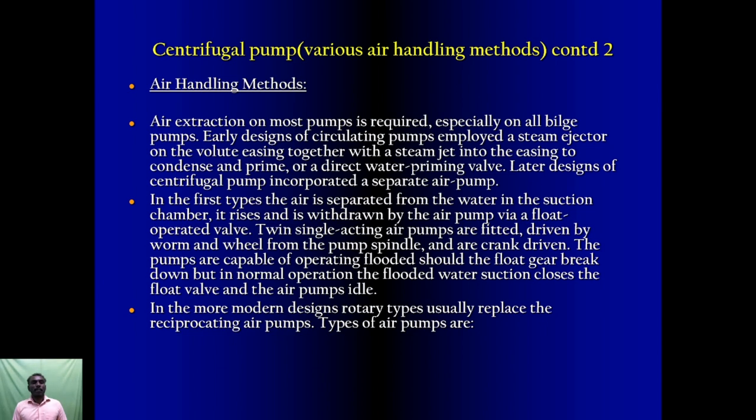Air handling methods: air extraction on most pumps is required, especially on all bilge pumps. Early designs of circulating pumps employed a steam ejector on the volute casing together with a steam jet into the casing to condense and prime, or a direct water priming valve. Later designs of centrifugal pump incorporated a separate air pump. In the first type, the air is separated from the water in the suction chamber.